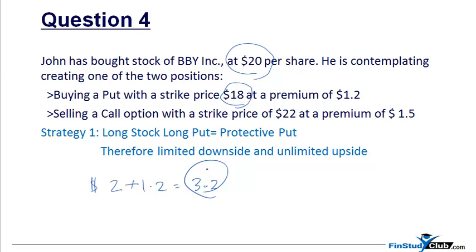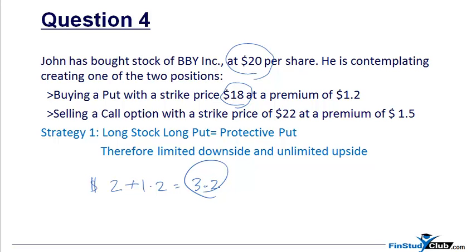What about the upsides? Well, you would say, well, the upsides are unlimited. So in case if the stock price were to reach $30, the guy ends up making $10 on the stock less the premium. Still it's $8.8. So well, it's all a function of the stock price.